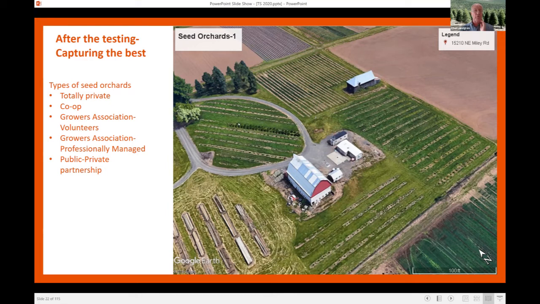And this is just one example of an orchard where those two sources, Edwards Butte 6 and B11, were grafted out here this last March, and they were also included in some other orchards. So that's the way that we're capturing these good families and trying to get seed produced from them.